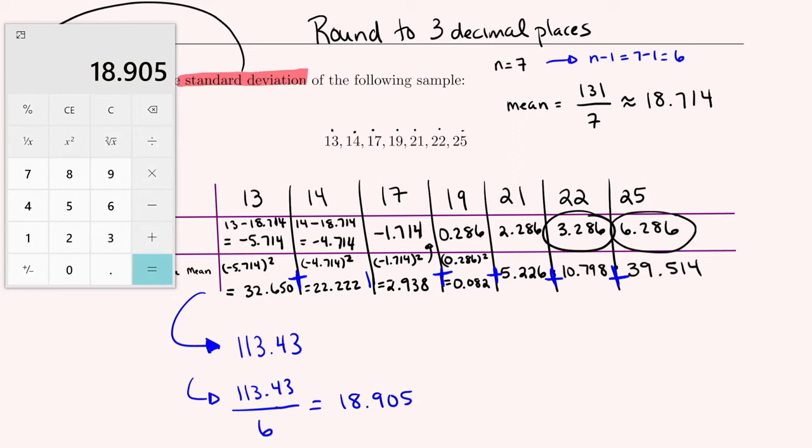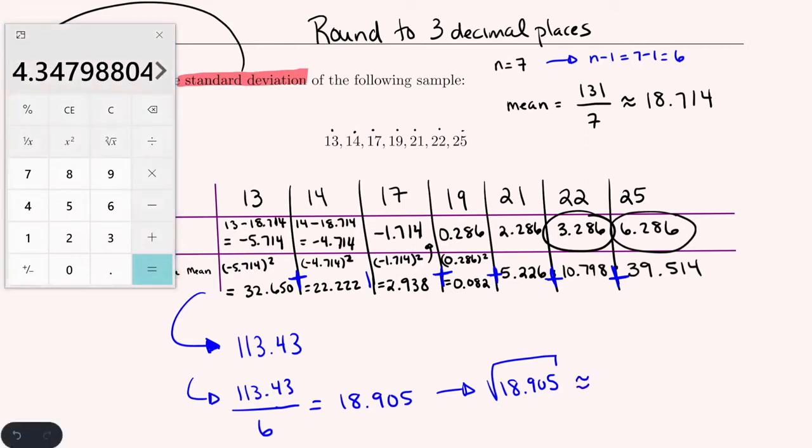What do you do in the final step? Once you've found this number, the final step is to take the square root of that number in the calculator. So 18.905, take the square root, and we get 4.34798. Let's round that to 3 decimal places. After the 7 comes a 9, so we should round the 7 up to an 8. So this will be our standard deviation.